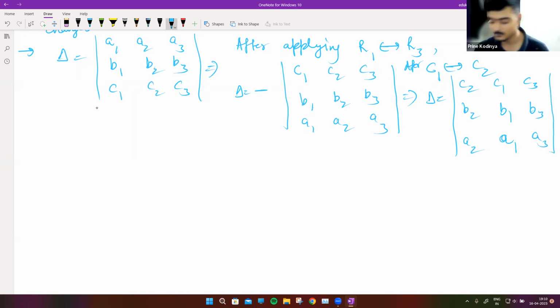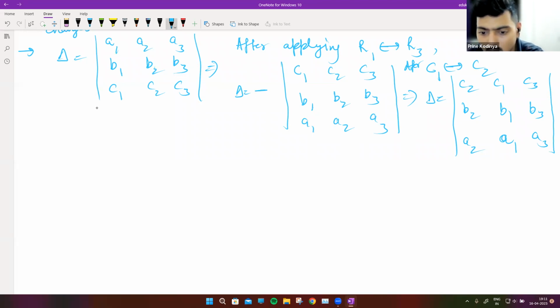The first rule: there's no difference in the value of the determinant for a matrix and its transpose. Both have the same value. Second rule: we can interchange any two rows or any two columns, just put a negative sign before that determinant.